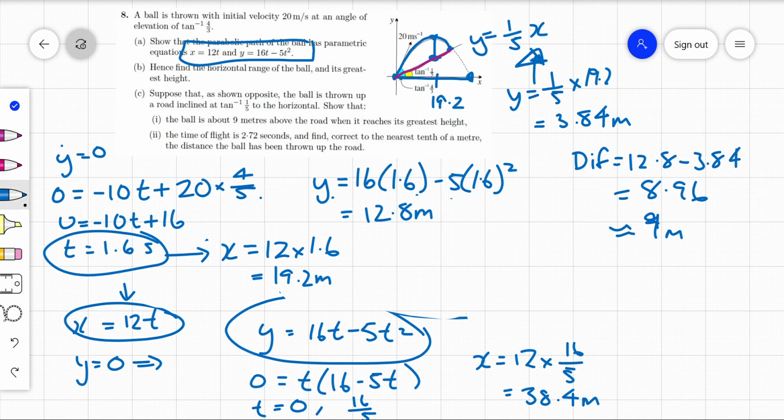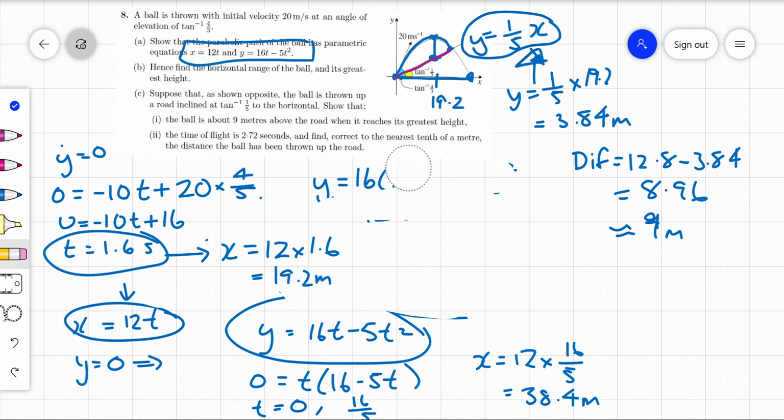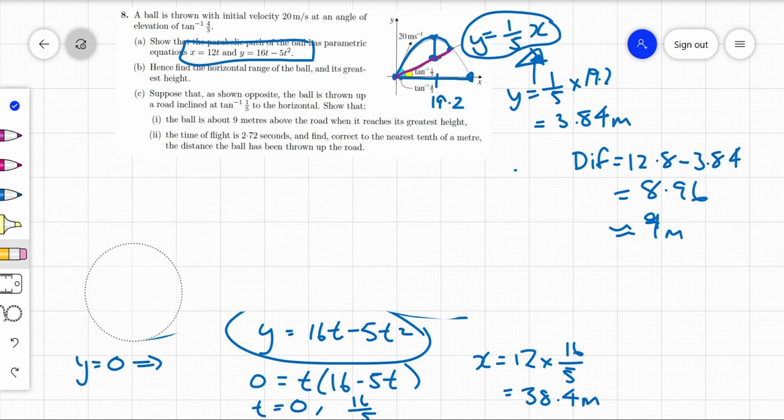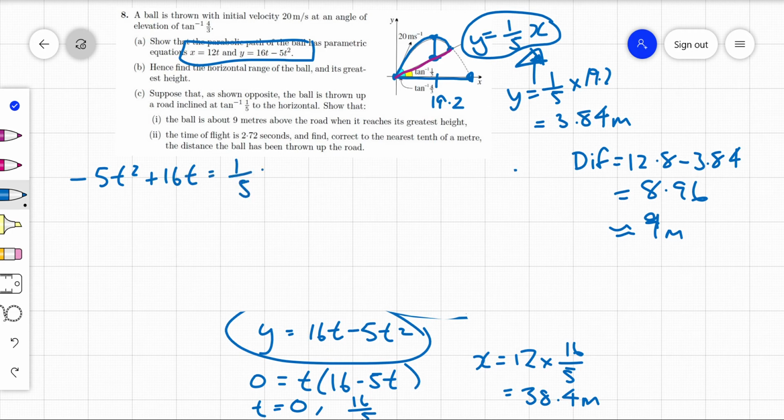Well, we know that this is the equation, y equals 1/5 x on that road. So if we put our x and our y equation into that, so let's do that. Oops, I just rubbed our x equation out, but I think it was 12t, so we should be right. All right, so our y equation is minus 5t squared plus 16t. And we're going to make it equal to 1/5 of our x equation, which was 12t. All right, so putting that, timesing by 5, 16t times 5 is 80t, minus 5t squared times 5 is minus 25t squared. Don't know why I changed their order.